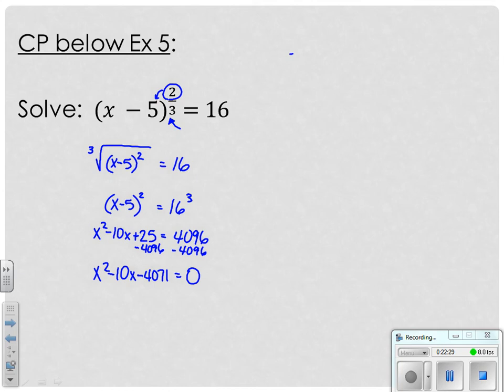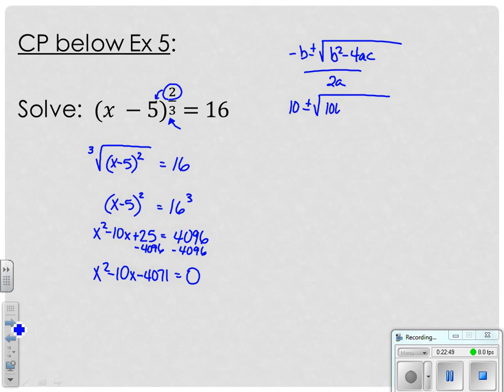So negative b plus or minus the square root of b squared minus 4ac, not AA, AC, all over 2a. Okay, so negative b, which is negative negative 10, plus or minus b squared is 100, minus 4 times a times c, and then all over 2 times 1, or 2. Okay, simplifying. Now negative 4 times positive 1 times negative 4,071 is a positive value.